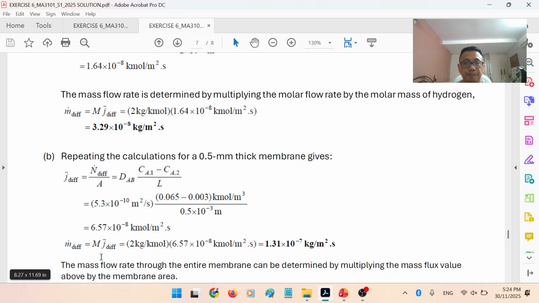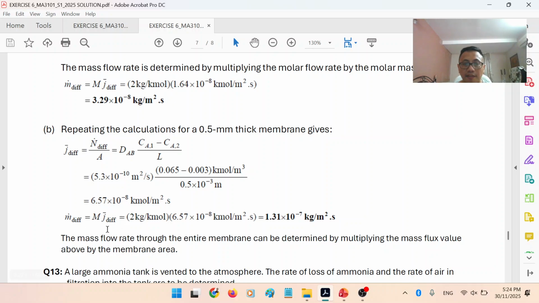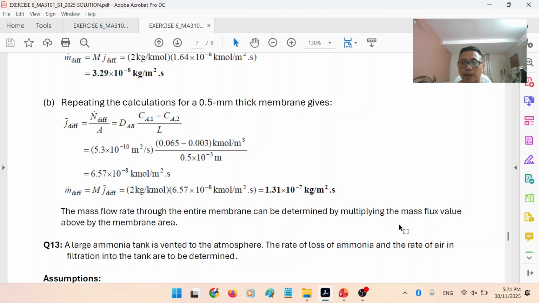So we can convert the molar flux to mass flux by multiplying by the molar mass. We can determine the diffusion rate by multiplying by the membrane area. If you multiply by the membrane surface area, we are able to get the mass diffusion rate, or the molar diffusion rate, by multiplying by the area in meters squared. Same thing here with the meter squared, we can find our diffusion rate.